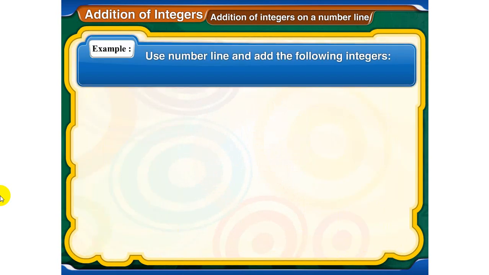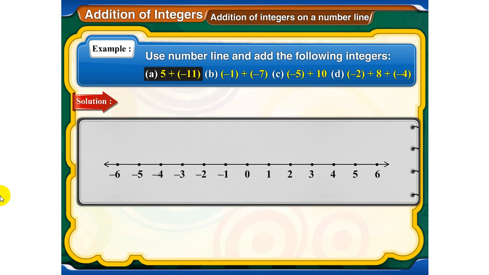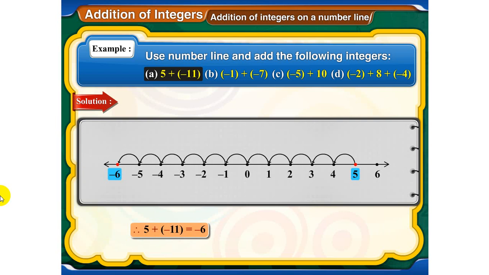Example: use number line and add the following integers. Solution: A. 5 plus minus 11. We want to know the integer which is 5 plus minus 11. So, we start from 5 and proceed 11 steps to the left of 5 to reach minus 6. Therefore, 5 plus minus 11 is equal to minus 6.